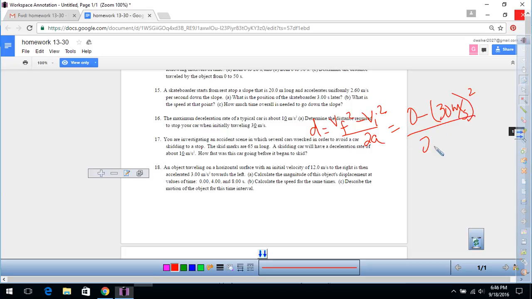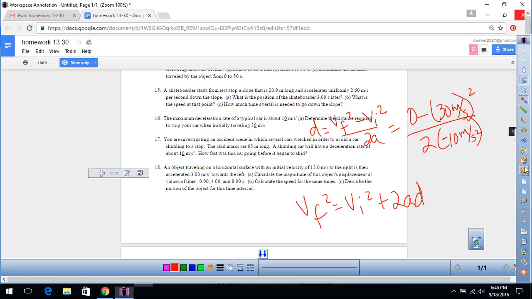And A is 2 times a negative 10, because it's decelerating, so we're going to call that negative. So you could solve for that equation and solve for that value. Where did that equation come from? VF squared equals VI squared plus 2AD, and I just solved it for D. Again, you can stop this, pause it, I'm fixing to erase, and move on.